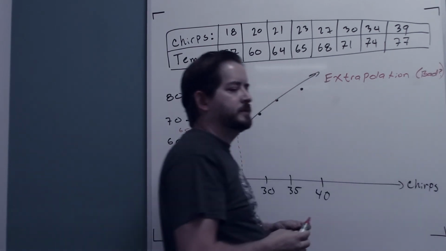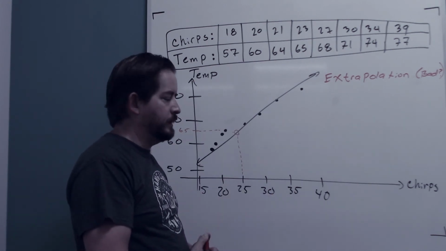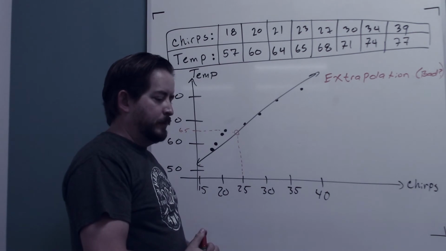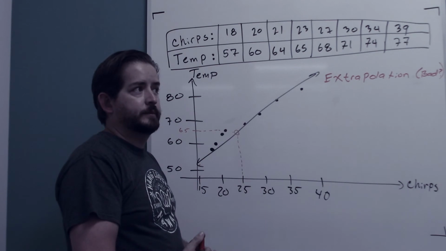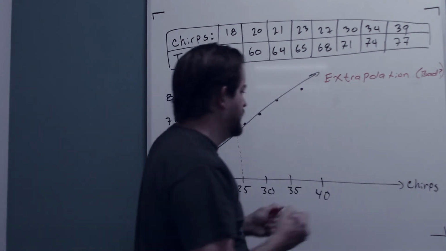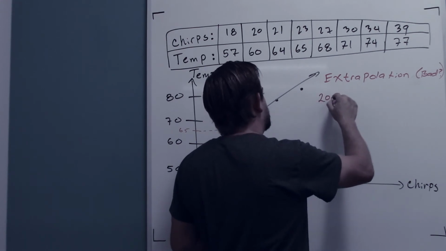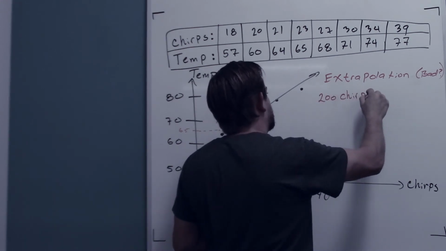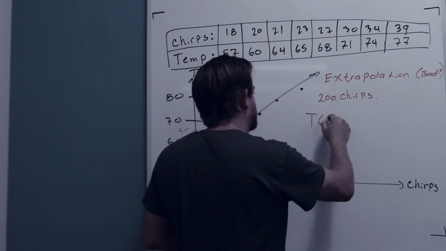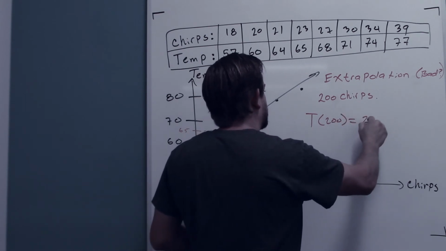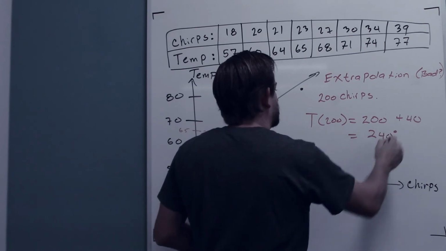It's not always bad. Sometimes we have to extrapolate data and say, well, let's hope this trend continues, and if it does, this is what we get, right? But it's not always good, because if we say, well, let's hope this trend continues, then sometimes it doesn't, right? So for example, let's go out there and say, if I hear 200 chirps in this time period, what's going on? Well, the temperature as a function of 200 chirps is equal to 200 plus 40, which is 240 degrees, right?